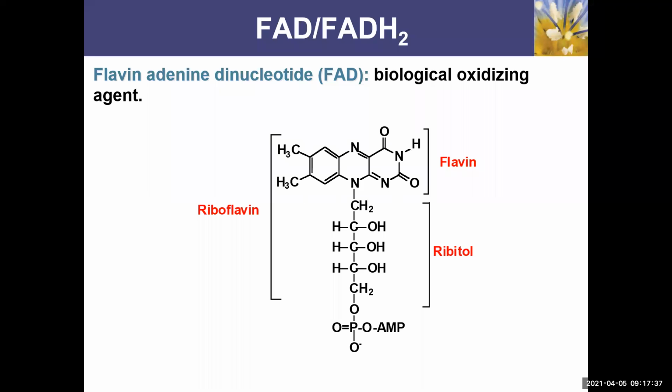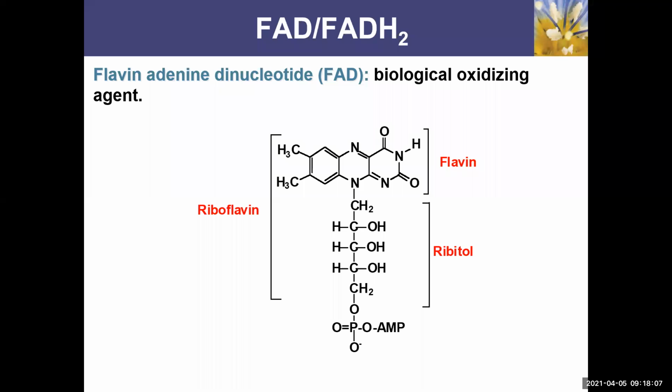So FAD, as I said, number one, it's a biological oxidizing agent. Number two, it's a dinucleotide. Number three, it's a coenzyme. Number four, what is it used for? It's used for transferring electrons, right? So today we'll be talking about oxidation reduction reactions, and NAD and FAD are excellent agents used for transferring the electrons. So that is about FAD.